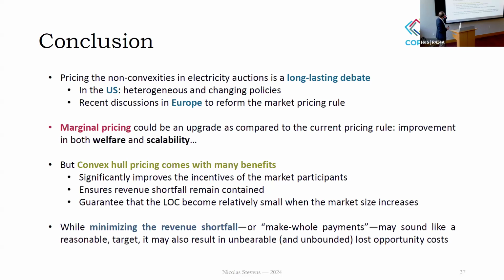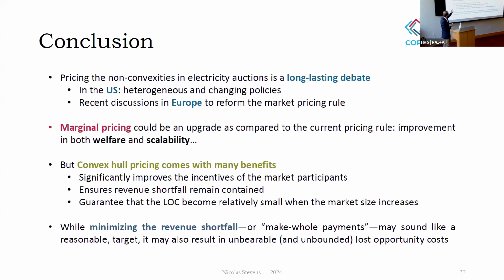In particular, there has been some discussion in Europe in the past 2-3 years trying to reform that. As far as the European pricing rule is concerned, I think marginal pricing could be an upgrade compared to the current pricing rule because of the different drawbacks that it has. However, we have seen that this was not necessarily the best candidate that we have on the table. And also the fact that in the United States, the different markets have tended to move away from that is maybe something that European stakeholders might want to pay attention to.